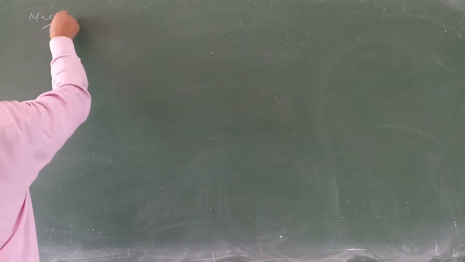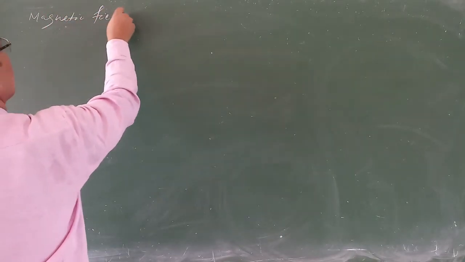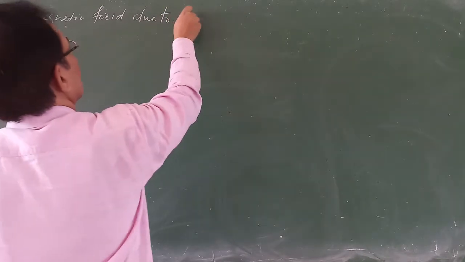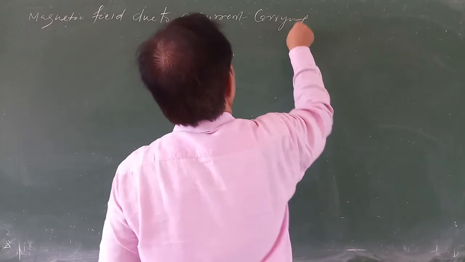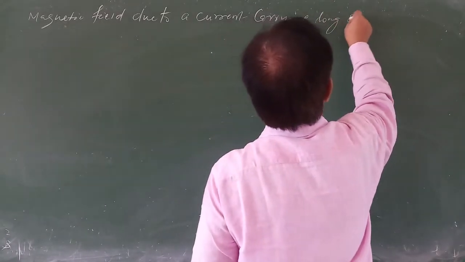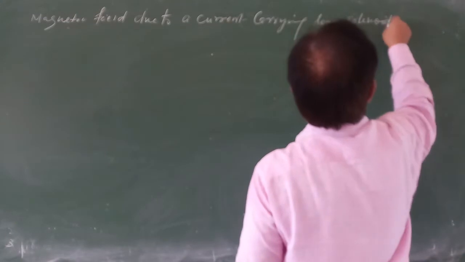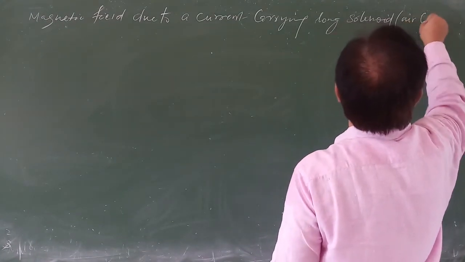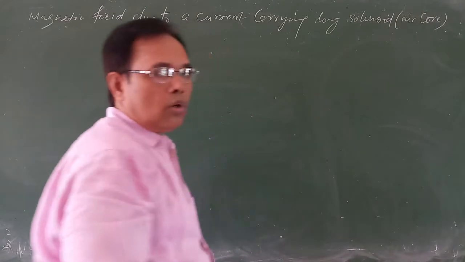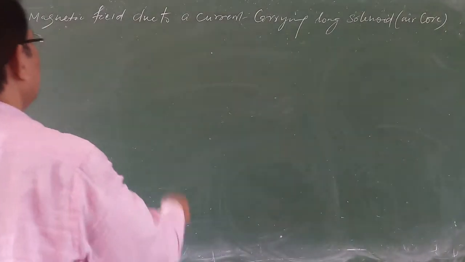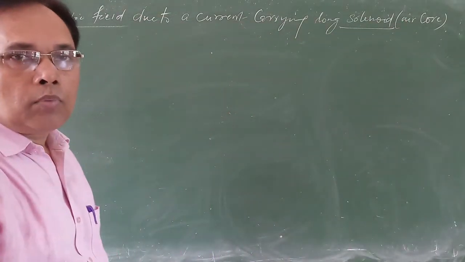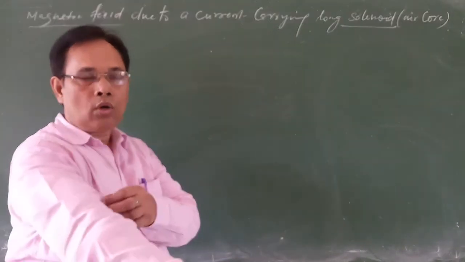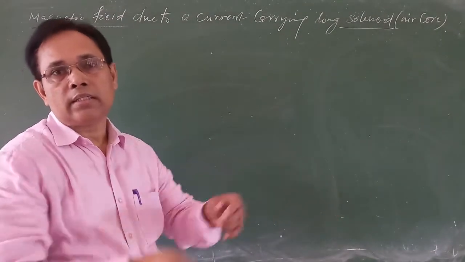Magnetic field due to a current carrying long solenoid of air core. Let the core inside the solenoid be air. So what is the meaning of solenoid? First you know about the solenoid. A large number of turns of the coil wound in the form of a cylinder.